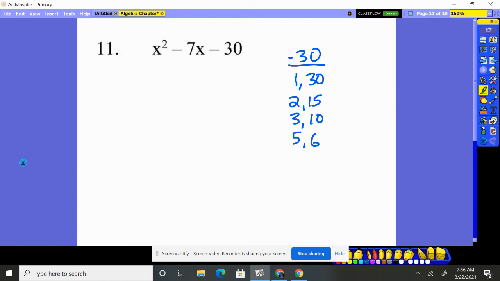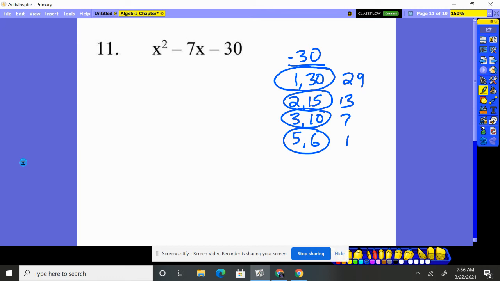Now again, since one of them is negative, we need to look at the difference between these, because since one of them is negative, we'll be subtracting one of them. Difference here is 29. Difference here, 13. Difference between these is 7. Difference here is 1. Notice it goes from larger to smaller. We want a difference of 7, so we know we want the 3 and 10. So it's going to be 3 and 10.